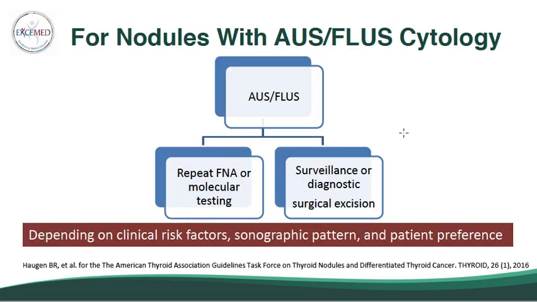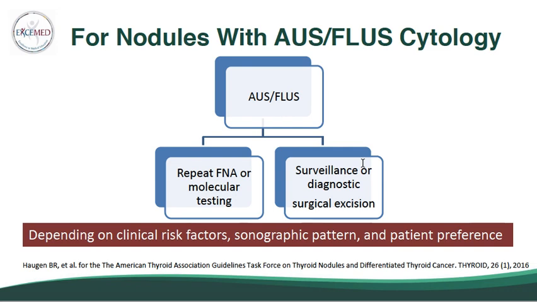So if it's atypia of undetermined significance, you can repeat the FNA or do molecular testing if it's available in your setting. In the Philippines, molecular testing is not available. If you really want to do it and the patient can afford it, you can send it to Singapore for molecular testing. Or you can opt to do surveillance or diagnostic surgical excision. But in patients like this, it's also very important to look back at the history, PE, and the sonographic features.